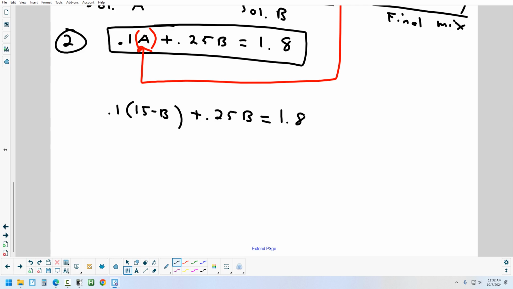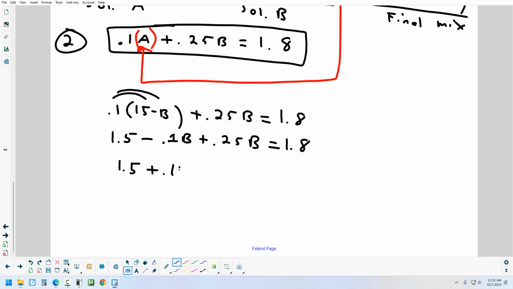But it's just one type of letter, just a B. Okay, Olivia, what am I going to do with this 0.1? Yep. 0.1 times 15, just like 15 divided by 10. So it's 1.5 minus 0.1B plus 0.25B equals 1.8. Next thing I can do, combine like terms. What do I get when I combine my B's together? Negative 0.1 plus 0.25. 0.15. Yeah. Positive 0.15.